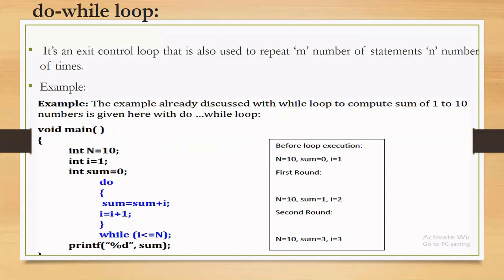In the second round, sum will be updated, because sum is equal to sum plus I, 0 plus 1 is 1, and I will become 2. That is my second round. After that, again the condition will check what my I value is. The I value is 2 now. Is 2 less than or equal to 10? That is true. Again it will go to the do. Like this, it completely repeats the statements until this while condition fails. Assume my I is 11 now. Is 11 less than or equal to 10? No, that time the condition fails. If this condition fails, it will not go to the do statement again.